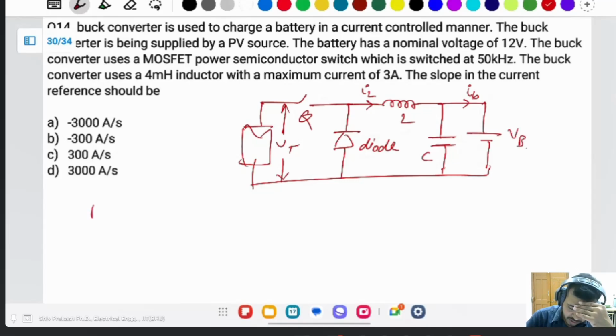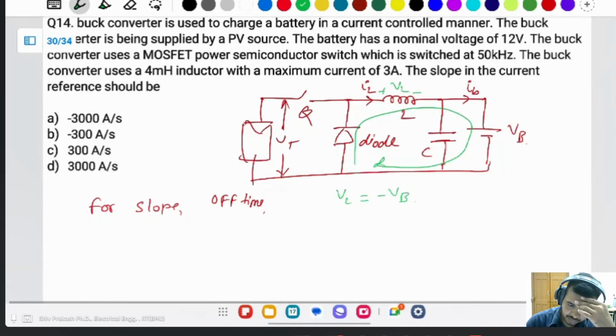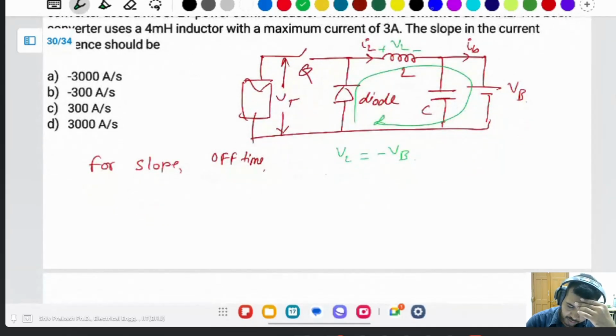For the slope, it will be triggered at the off time. The switch is off, then the current flows through the inductor like that. Taking this as the VL, what is the VL? The same as minus of VB. For the inductor, L di by dt is minus VB. Then di by dt is equal to minus VB divided by L.